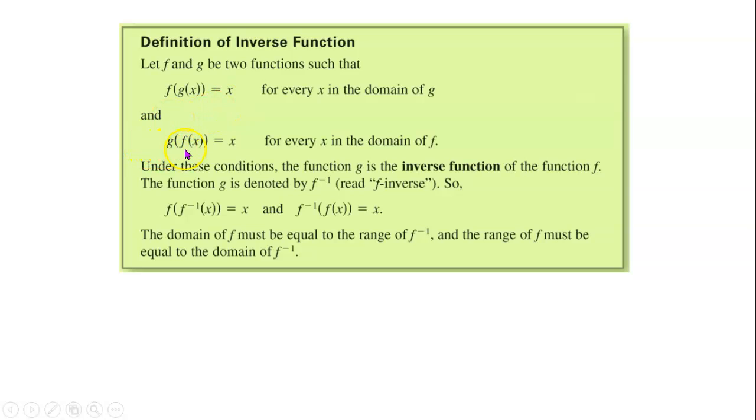And g of f of x equals x for every x in the domain of f. So start with any number that you are allowed to plug into f, plug it into f, take what you get out, plug that into g, and you should get back where you started. If that works for every x, every number in the domain, then these two functions are inverses of one another. So if g is the inverse function of f, instead of calling it g, we can call it f inverse. F with a little superscript -1, that's the notation for f inverse. It's not really an exponent, it's the symbol for inverse.